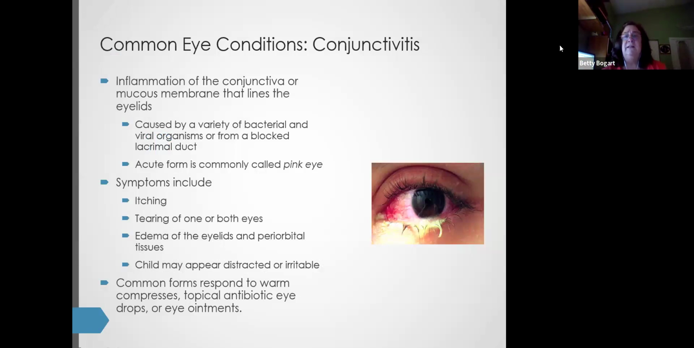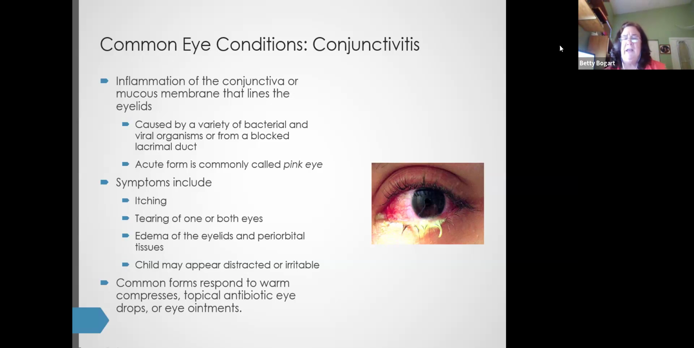Now, conjunctivitis is an inflammation of the mucous membrane, and it's a bacteria. This is when the bacteria get in, it blocks that lacrimal duct, and it creates this yellow, pussy, crusty discharge, especially in the morning. You wake up and it's completely crusted over. It starts out usually with just some itching and some tearing, and then maybe the eyelid's going to swell up a little bit, and it's bothersome. So the child may be distracted and irritable.